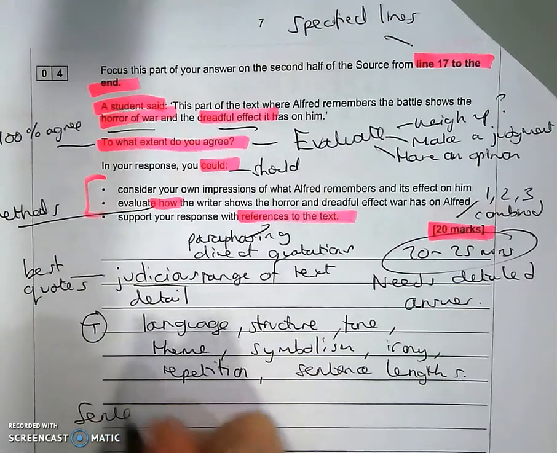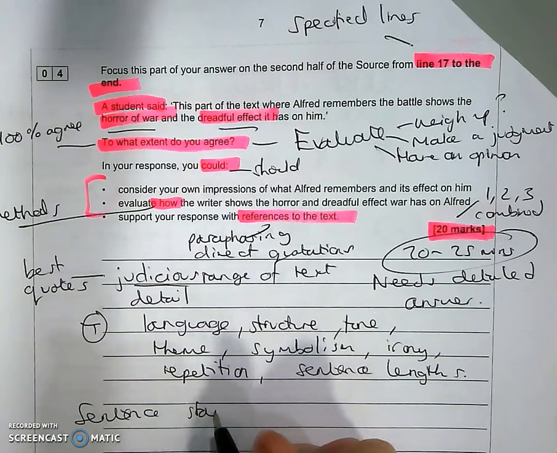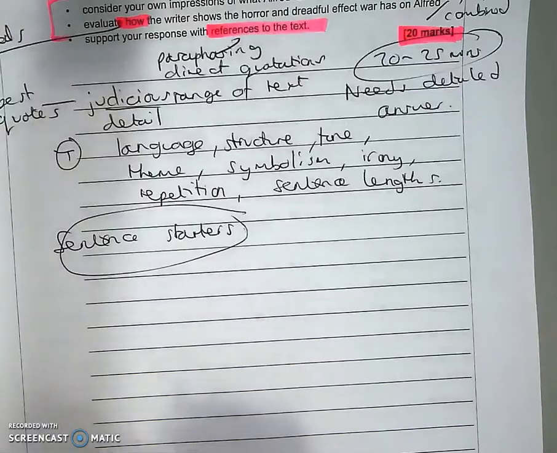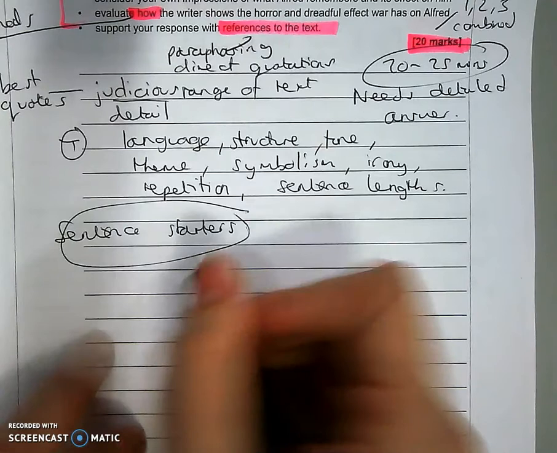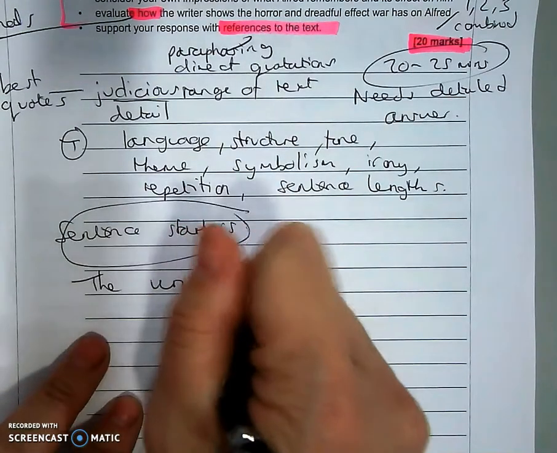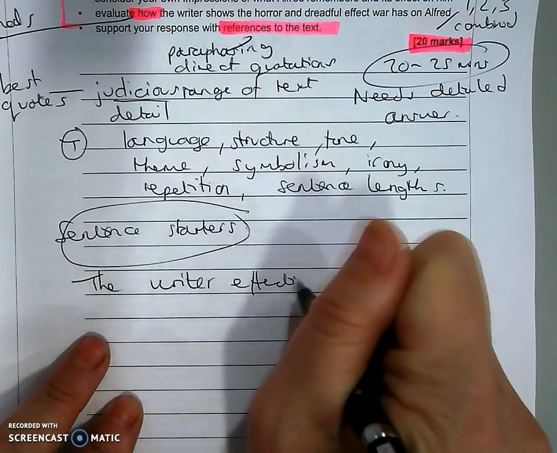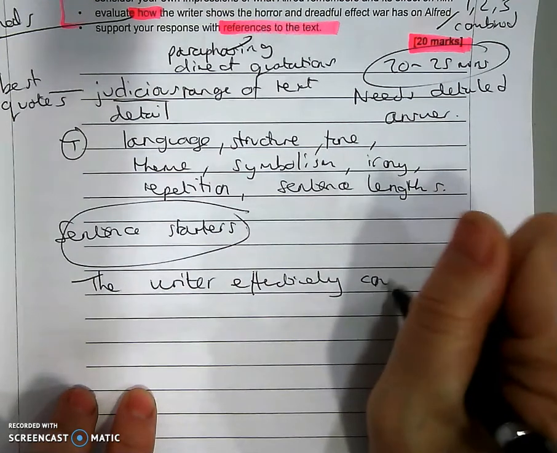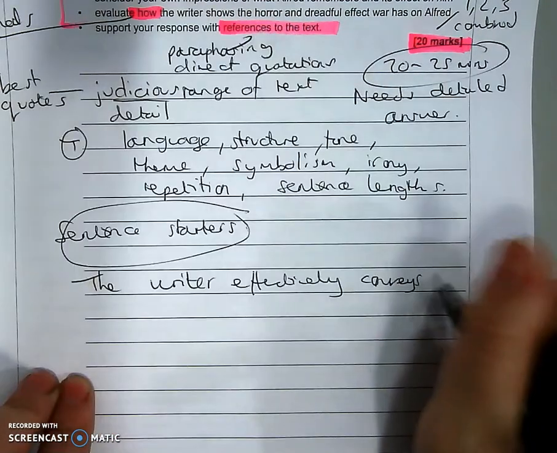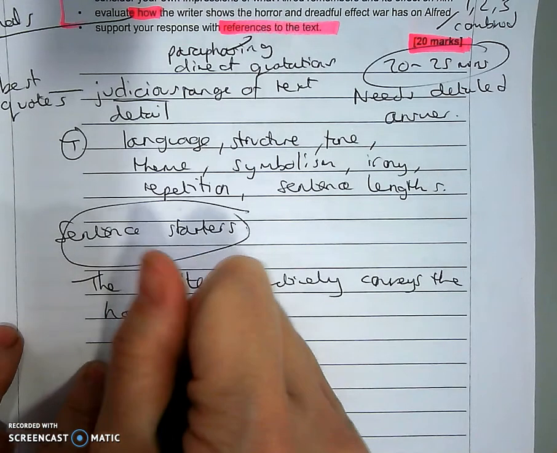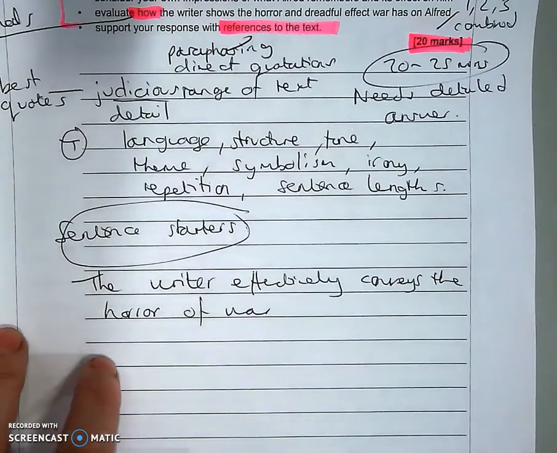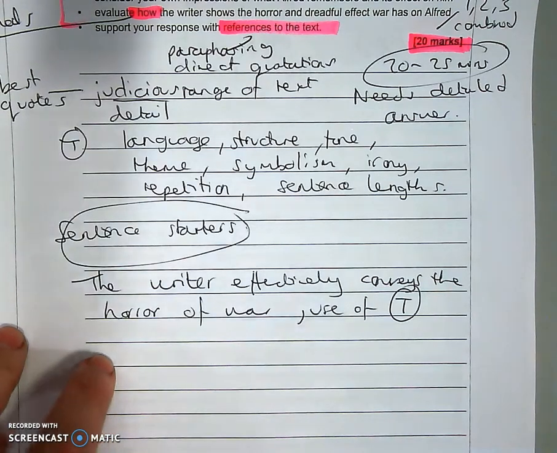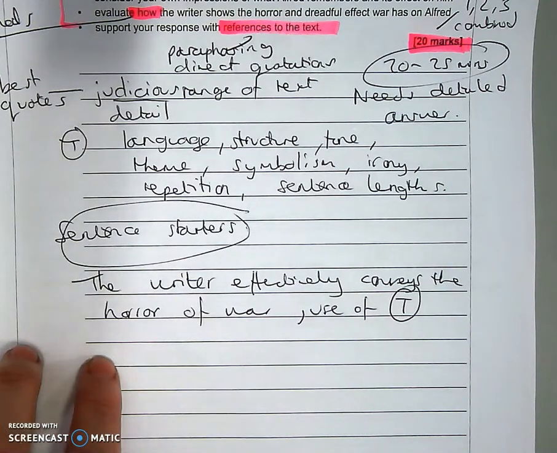Some more sentence starters for us then, so that we're hitting the right marks in the assessment objectives. Now in this case, start with 'the writer effectively'. So already we can deduce that you agree with this statement. So the writer effectively conveys, and take the words directly from the question, in this case, the horror of war. So the writer effectively conveys the horror of war through the use of, and then start to think about what method the writer has used to effectively convey this.